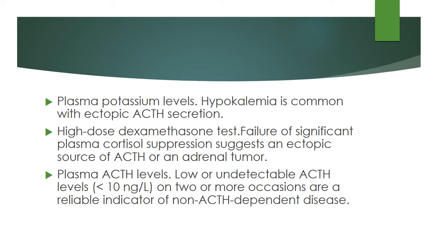Plasma potassium levels: hyperkalemia is common with ectopic ACTH secretion. High-dose dexamethasone test: failure of significant plasma cortisol suppression suggests an ectopic source of ACTH or an adrenal tumor. Plasma ACTH levels: low or undetectable ACTH levels, less than 10 nanograms per liter, on 2 or more occasions are a reliable indicator of non-ACTH-dependent disease.